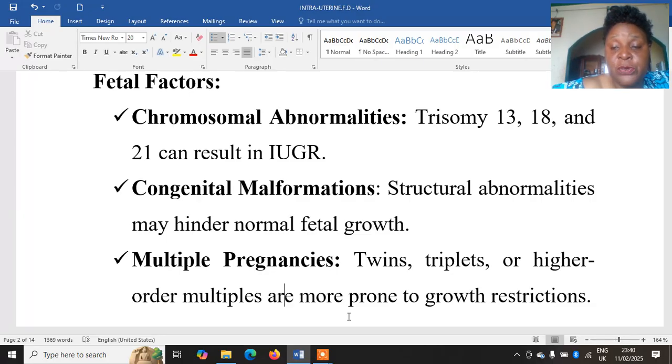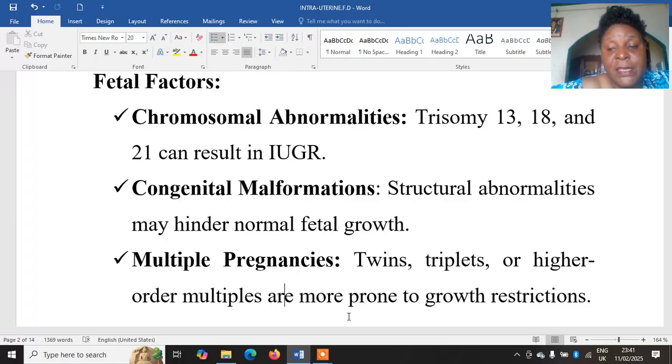Because when we inherit 2 from one parent, we end up with 3 instead of 2. So this is an abnormal gene multiplication, which brings about congenital conditions like Mongolism and mental retardation. They also cause a lot of congenital abnormalities, which bring about intrauterine growth restrictions or growth retardation. Then there are congenital abnormalities like structural abnormalities, which may hinder normal fetal growth.